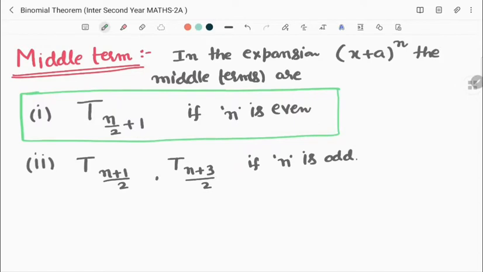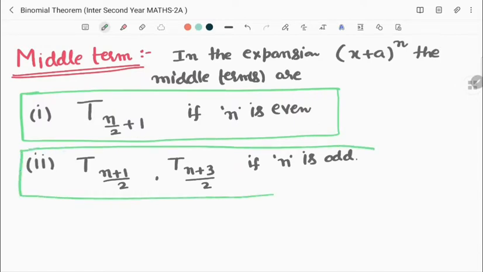I will explain both the cases in this session. If n is an even number, T(n by 2 plus 1) is the middle term. If n is an odd number, T((n plus 1) by 2) comma T((n plus 3) by 2) are both middle terms of the given expansion. So let us have a discussion. The first question in this, the middle terms concept. So first I am taking the easier one.